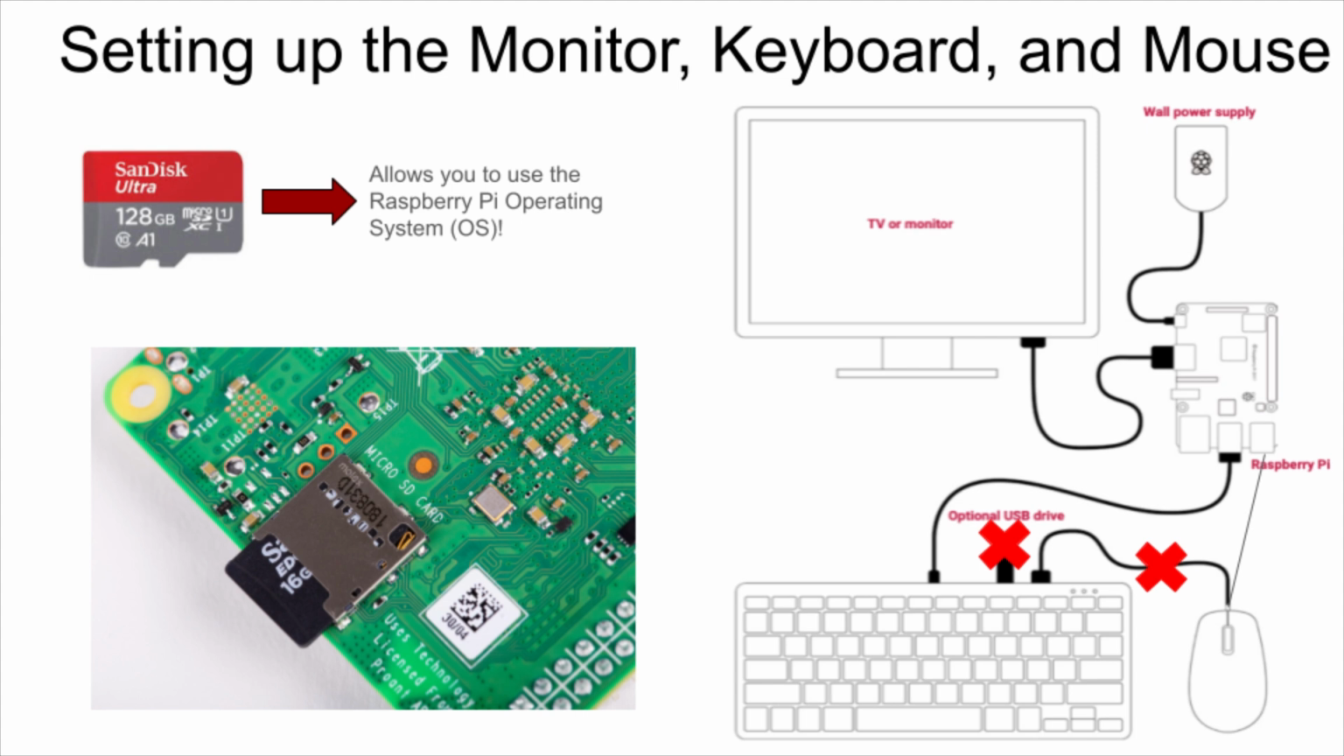Connect your Pi to your monitor using one of the two micro HDMI ports. Finally, connect your keyboard and mouse into one or two of the 4 USB ports.